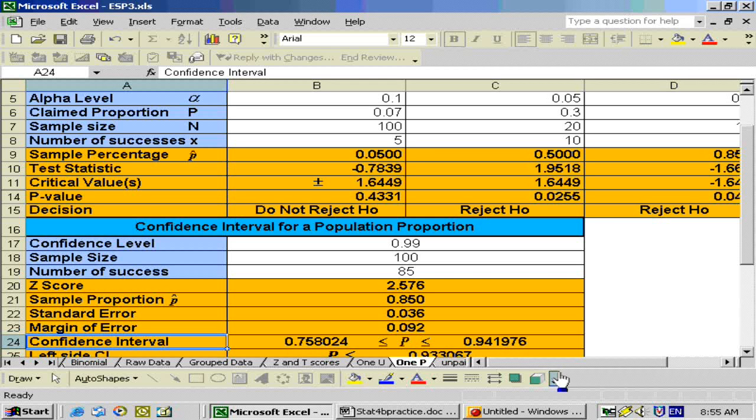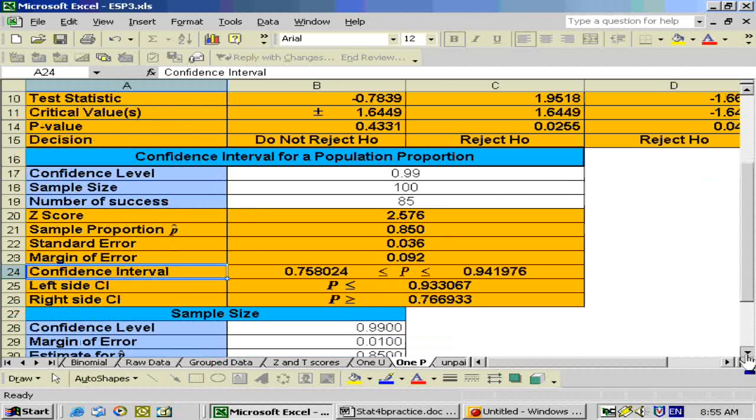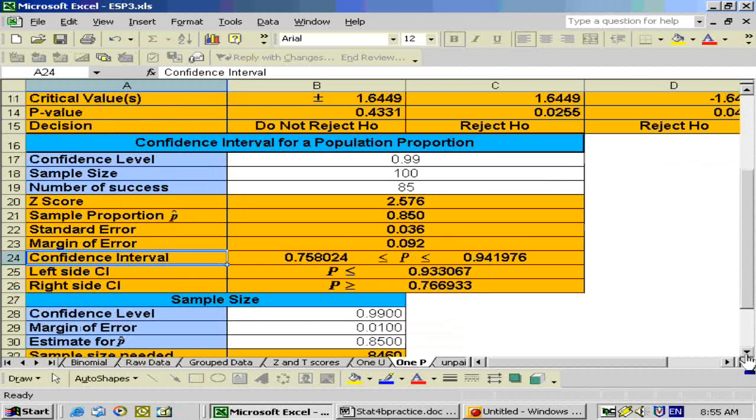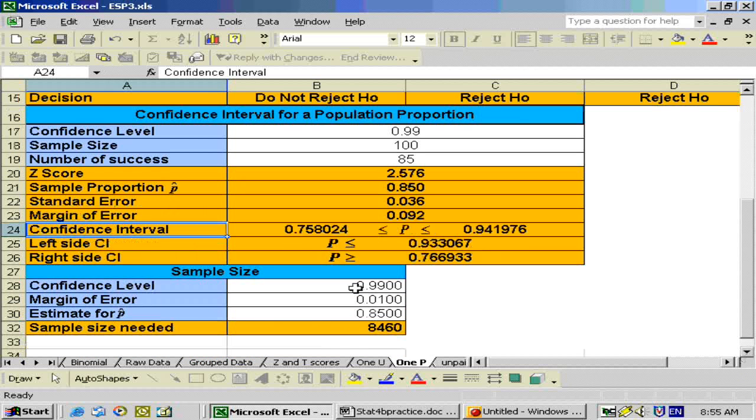Part F says how many more would you need to sample, how many more foul shots would Charles need to shoot to get his estimate down to 1%. So that's a sample size question. So your confidence level is 0.99, margin of error is 1%, that's given in problem 3F, and our point estimate, our estimate for P hat is 0.85 because he made 85 out of 100. We have a previous estimate, 85 out of 100, 0.85. Put that right there and we get 8,460.